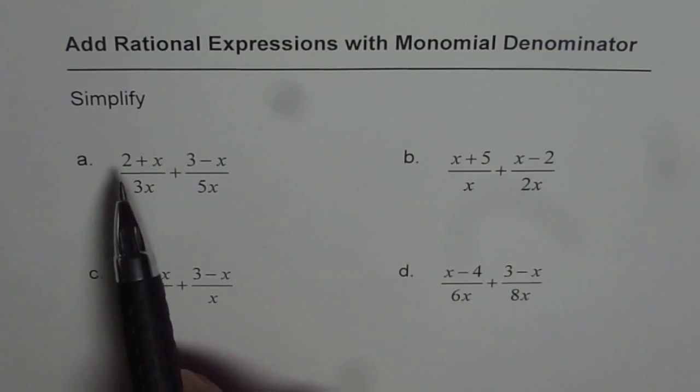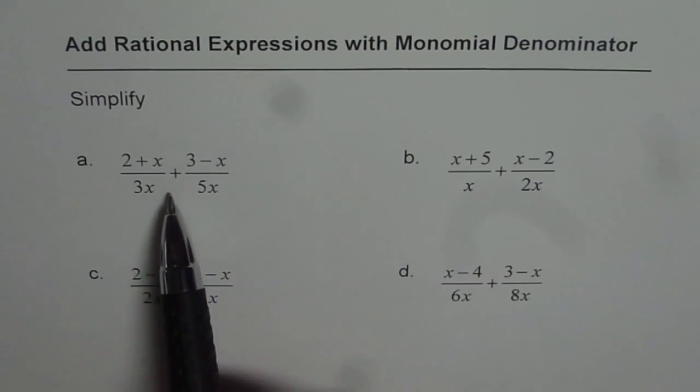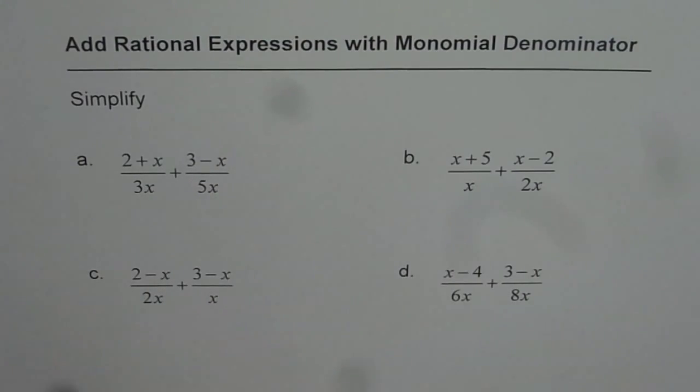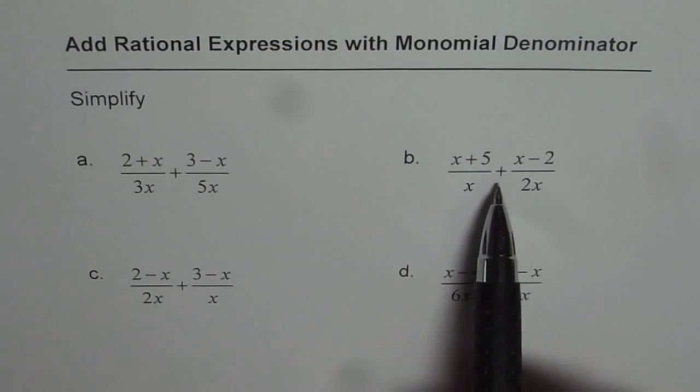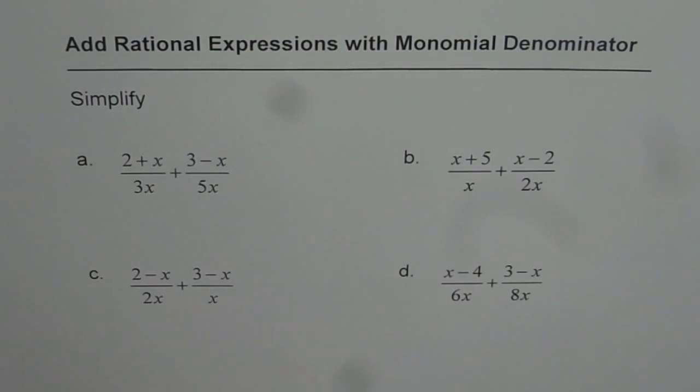The first one is (2 + x)/3x + (3 - x)/5x. Then we have (x + 5)/x + (x - 2)/2x. Then (2 - x)/2x + (3 - x)/x, and (x - 4)/6x + (3 - x)/8x.